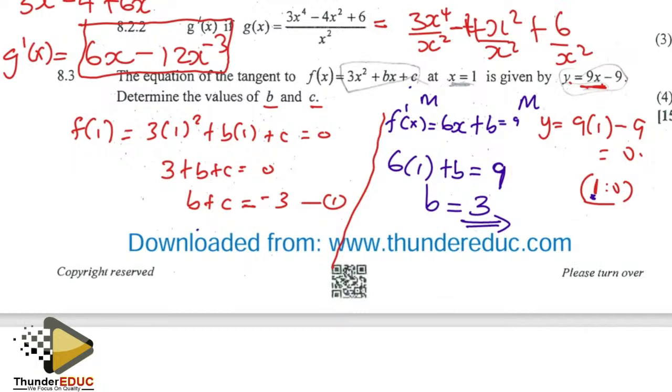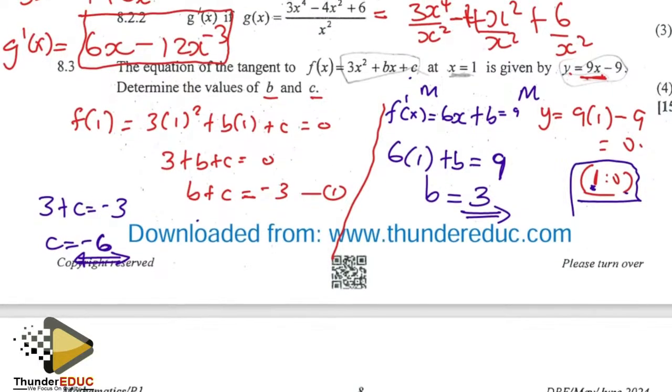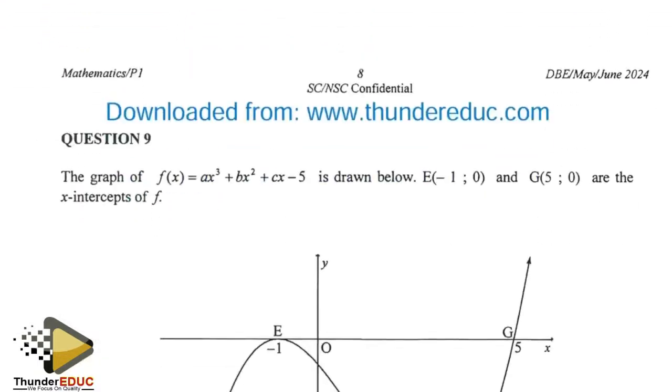Then if I put my 3, there is going to be 3 plus c is equal to negative 3. Move the 3 that side, which means c is going to be a negative 6. So that's how I've done that. So start by getting the points here. Substitute these points into f. Get the first equation. Then get the first derivative. Compare it with the gradient of this line. And then you get that.